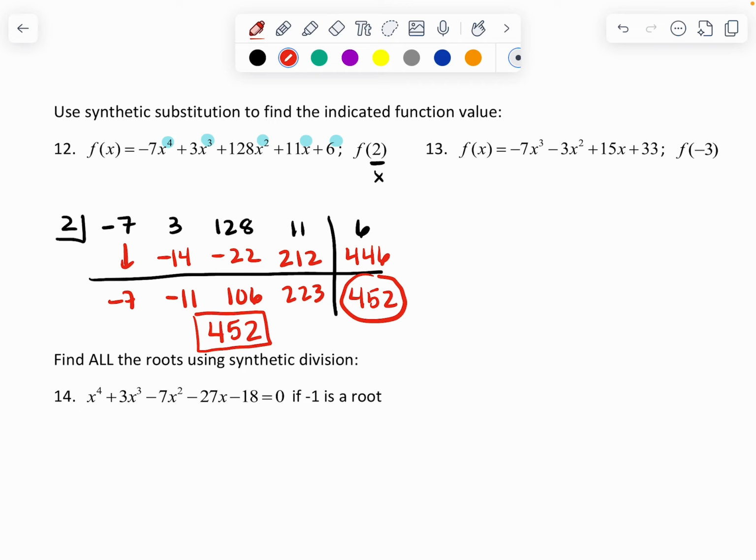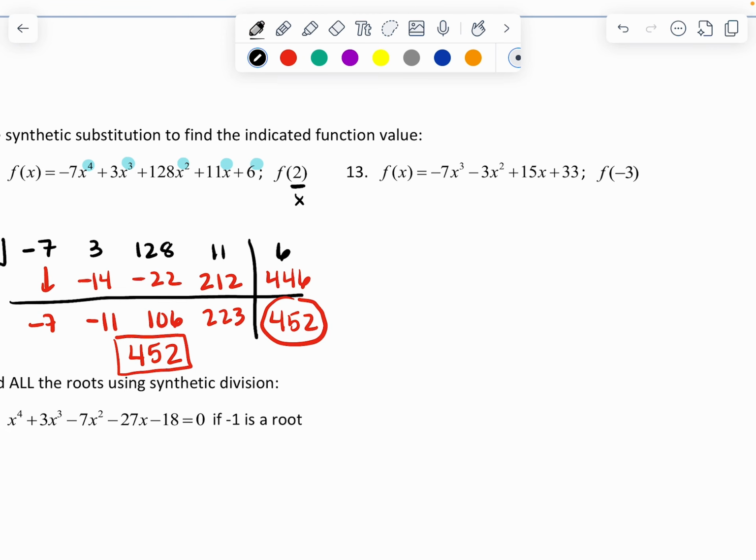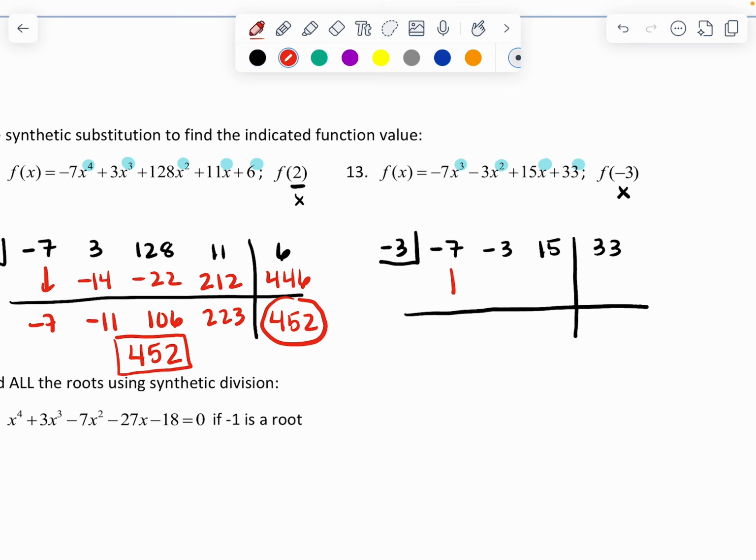All right, okay, let's look at number 13. So same idea here. We're going to plug in what our x value is, which is -3. Let's count down, make sure we've got everything. 3, 2, 1, 0. We sure do. Okay, so coefficients are -7, -3, 15, and 33 this time. So these numbers look a little bit nicer. Okay, so bringing this down, I have -7 times -3 is 21. 21 minus 3 is 18. 18 times -3 is -54.